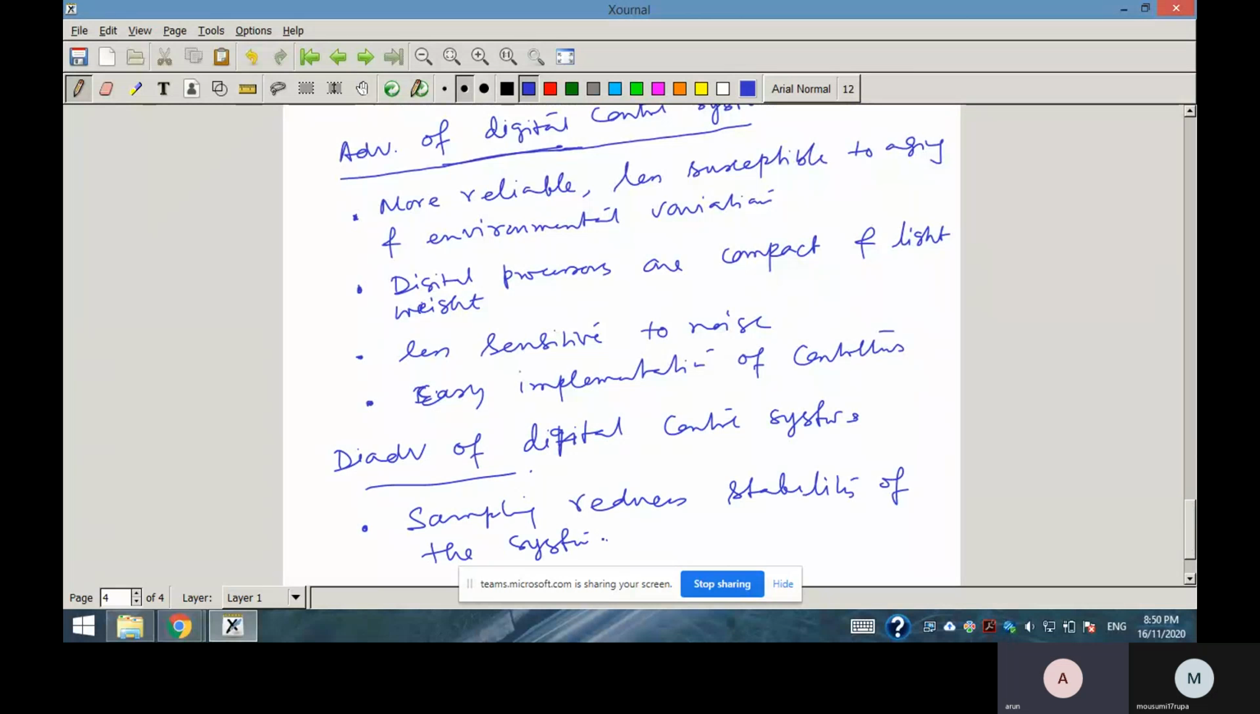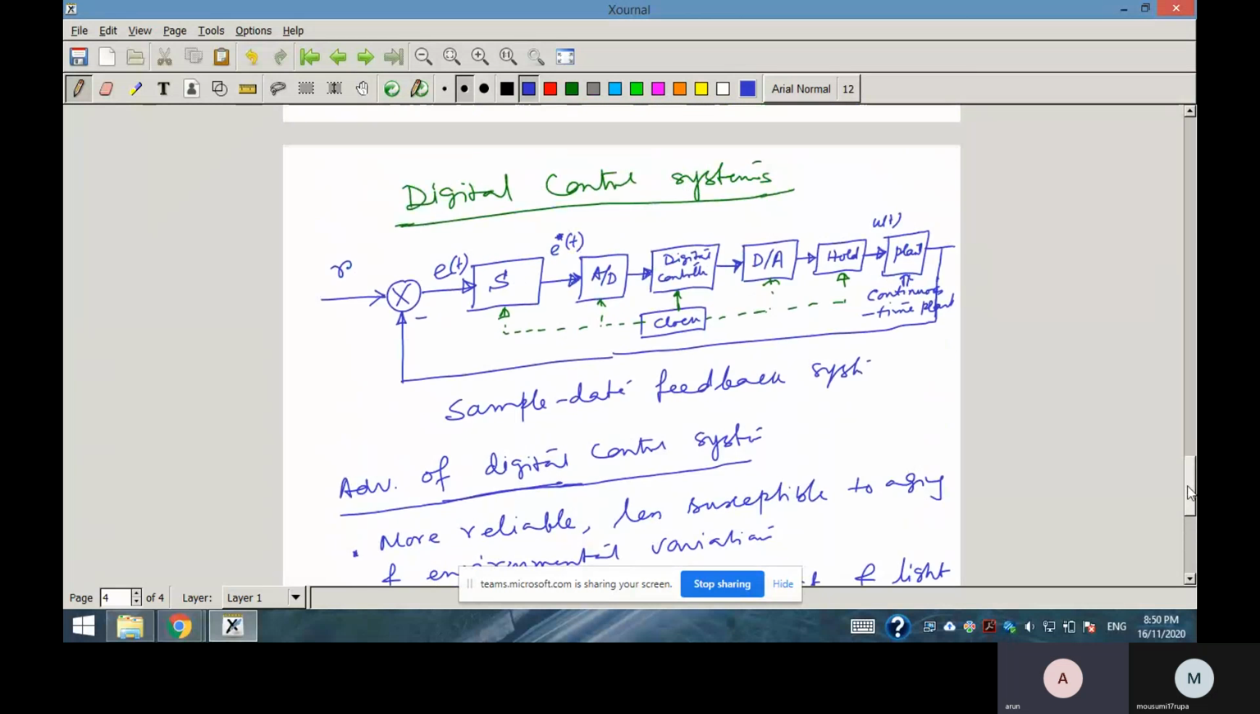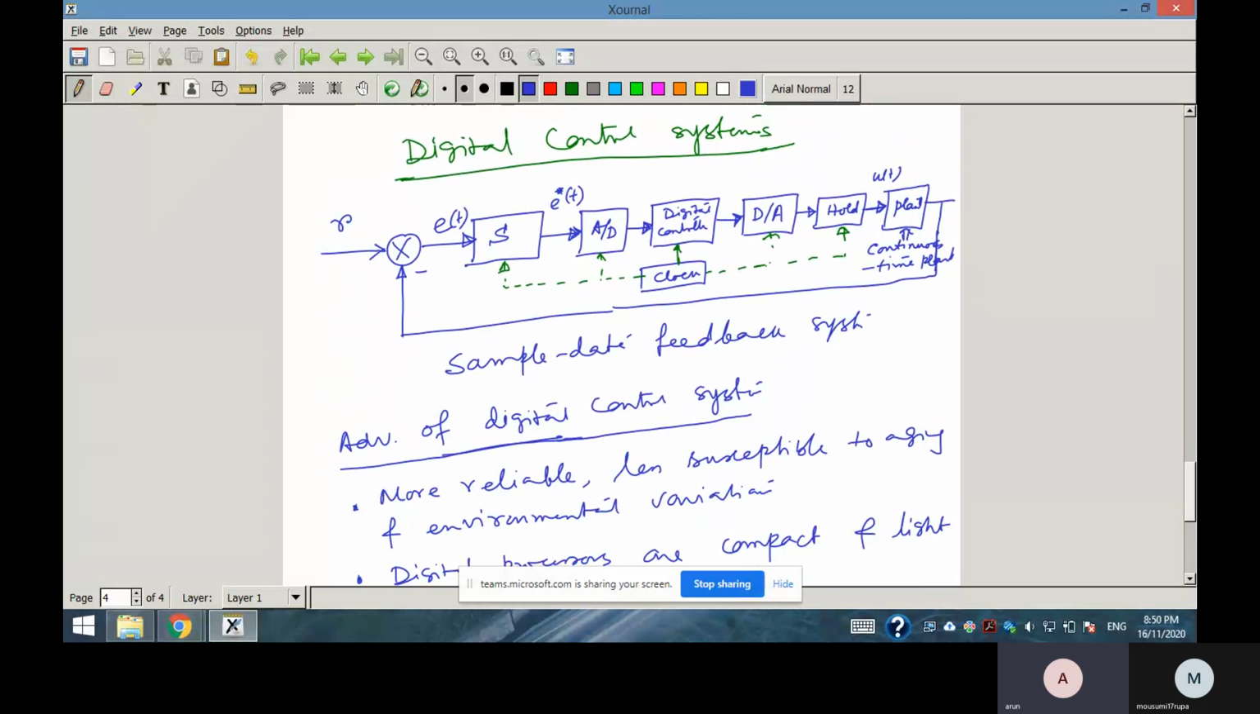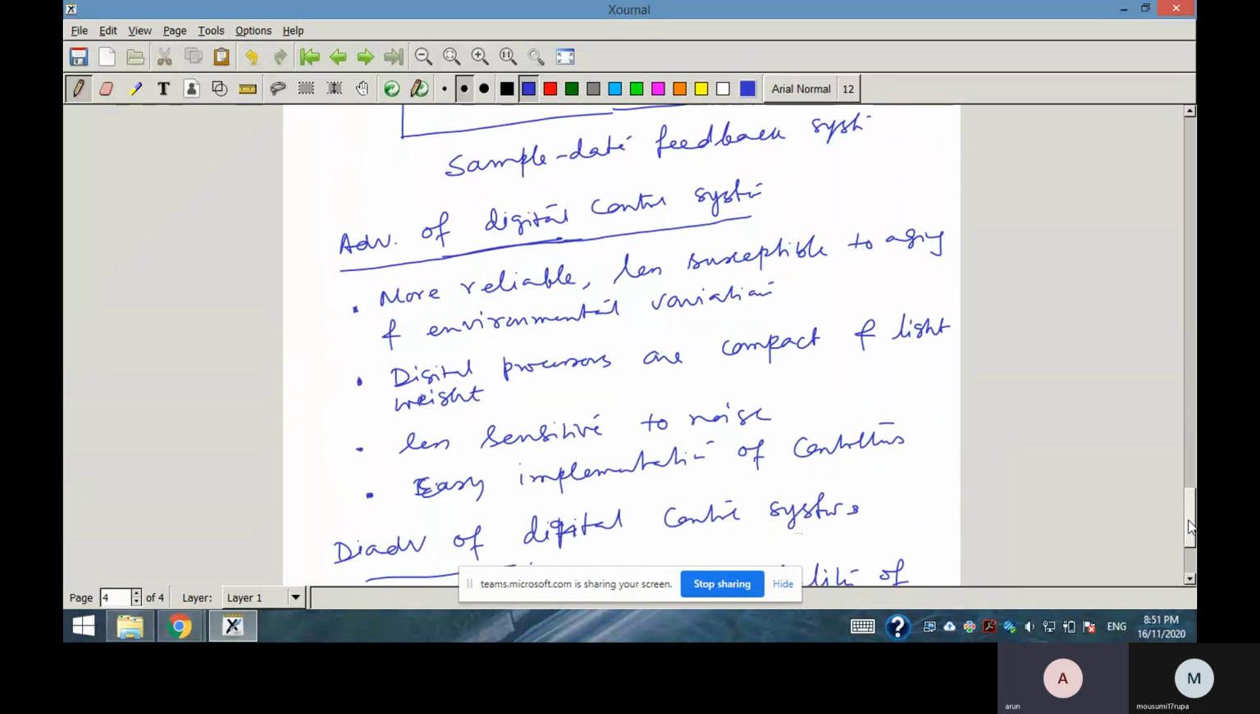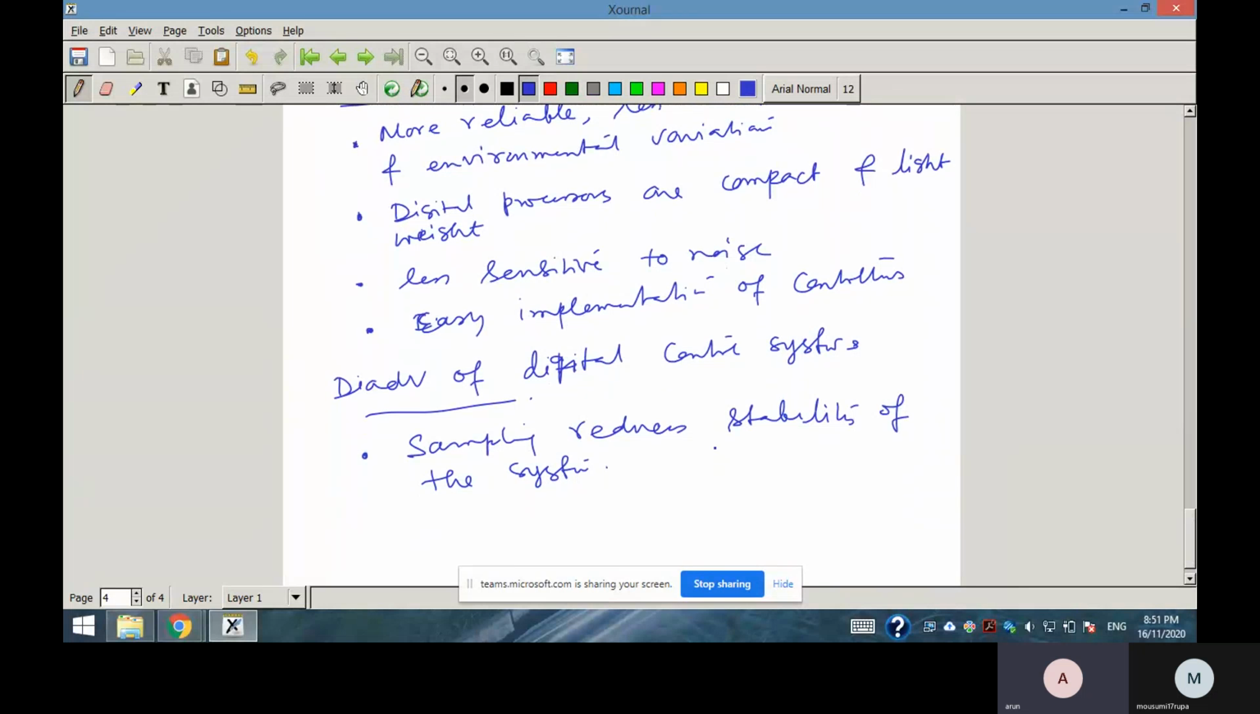Sampling is important. Sampling means your continuous time signal is coming, but you are taking that signal value at some interval. So that's why you are losing some data. You are losing some data means you have to suffer. You have to compromise something. So stability will reduce, and we will see the stability will be dependent on sampling time.